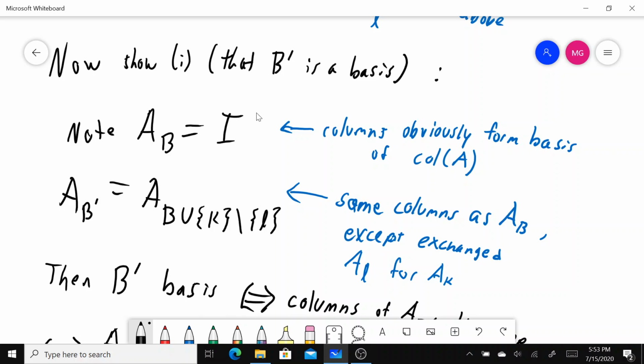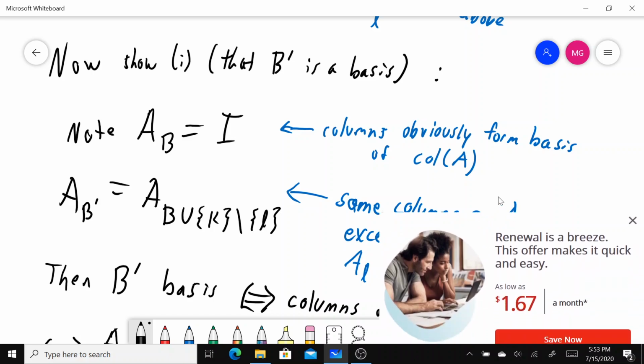The only reason I'm writing with matrix notation is that it's compact. But think of it as columns. This is a collection of columns, your identity matrix columns, and those obviously form a basis of the column space of A, because it's the standard basis. The columns of the identity matrix form the standard basis in Rm, and so this B is a basis.